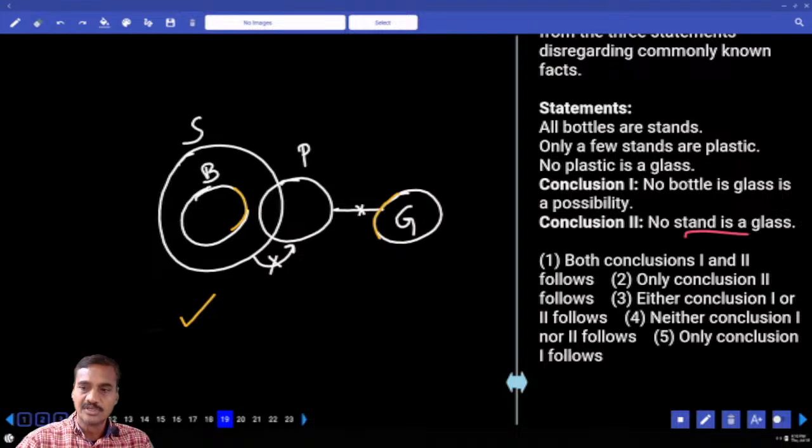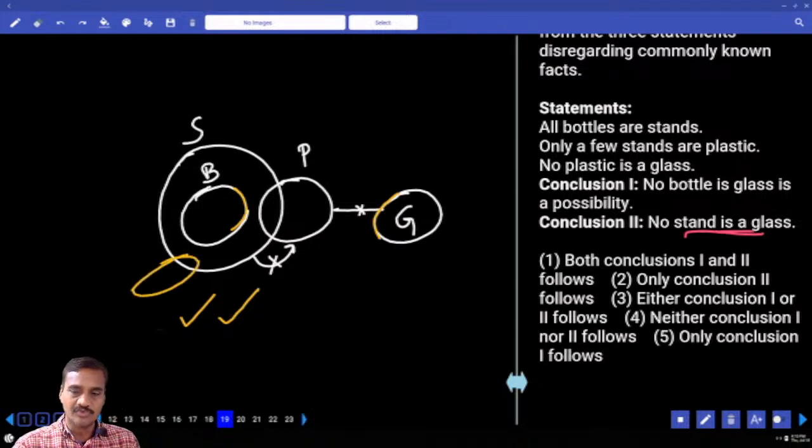Yes. The second one, no stand is a glass. As of now, it is true. Now, here it is a definite conclusion. To make this one false, we need to prove some glasses are stands. Right? Alternate diagram true, previous conclusion false. And so what is your answer? Only one, that is given in choice 5, question number 19.